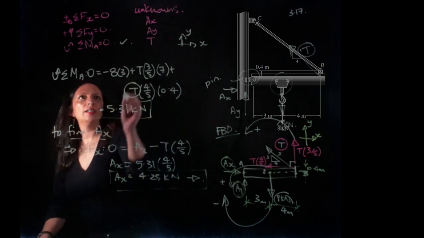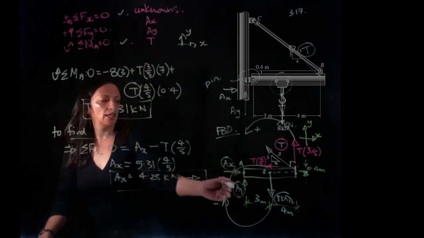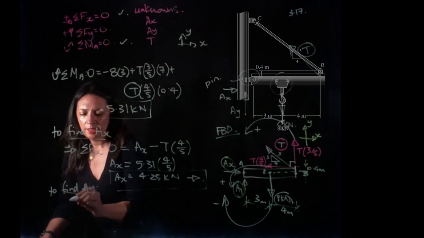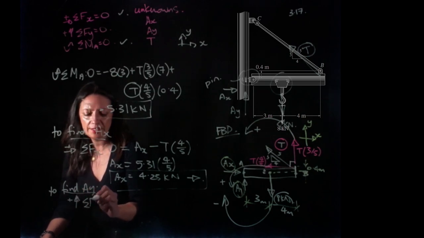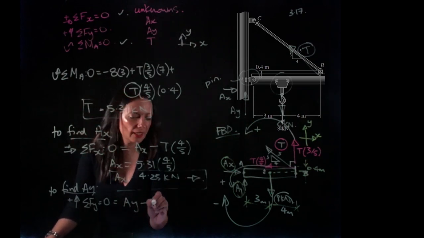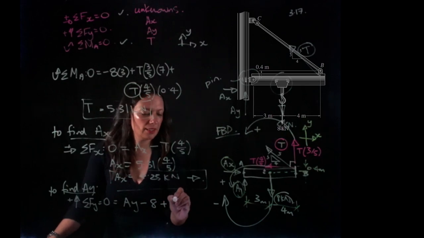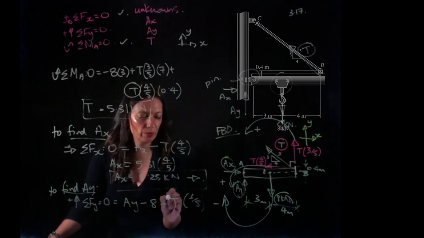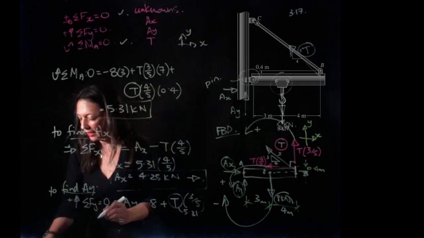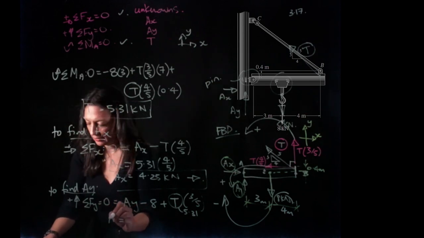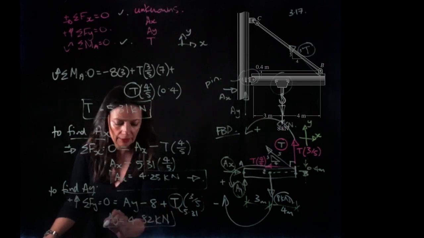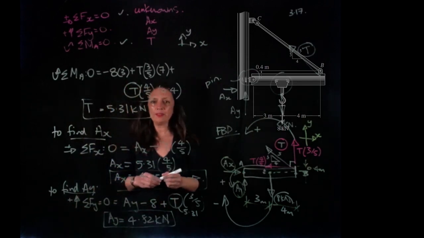Okay, so now we've used this equation. What do we have left to find? AY. So to find AY, we can say the sum of the forces in the y direction has to equal 0. So we're going to have AY minus 8 kilonewtons plus T 3 on 5. We know that T is 5.31. So AY is going to be 4.82 kilonewtons. So there we have it.